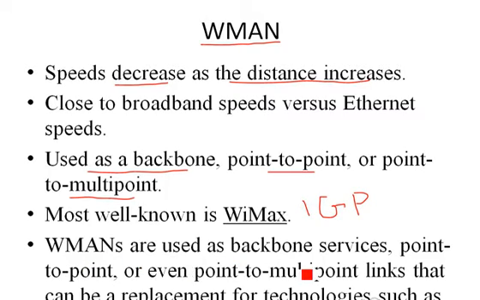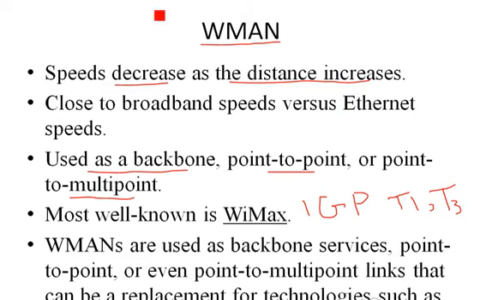Wireless MAN is used as a backbone service, point to point or even point to multi-point link, that can be a replacement for technologies such as T1 and T3. With this technology, it would be possible to replace T1 and T3. The T carrier is a member of a series of carrier systems developed by the AT&T Bell Laboratory for digital transmission of multiplexed telephone calls.